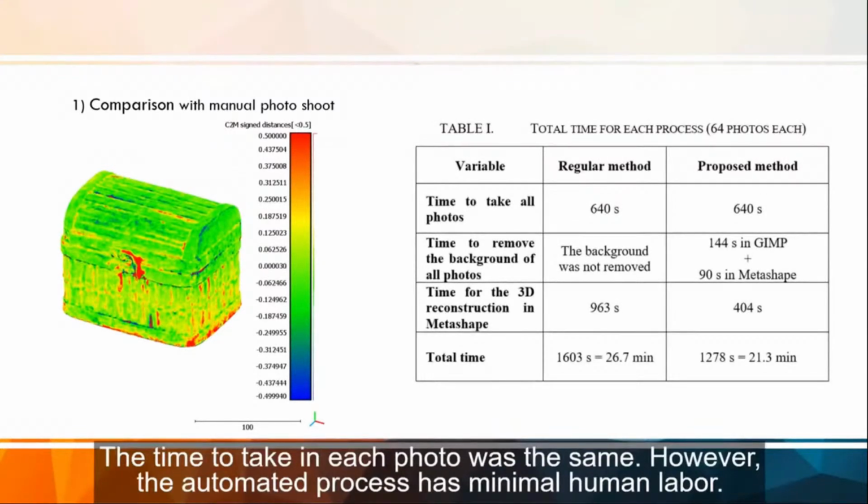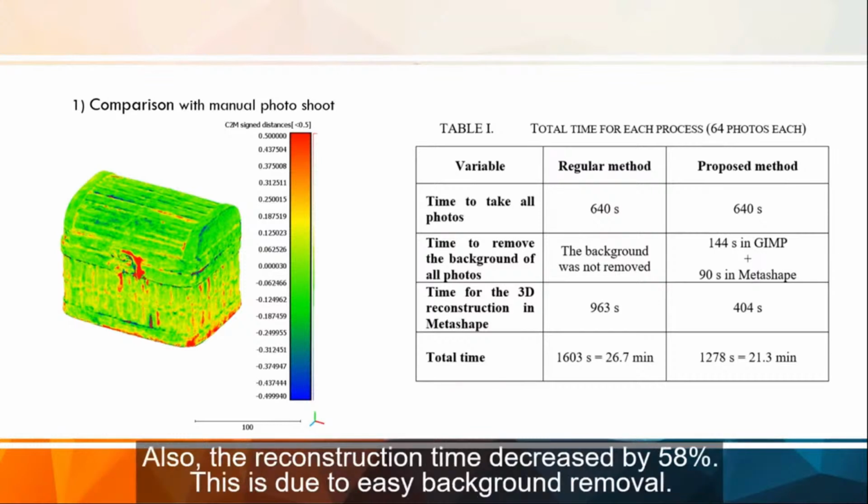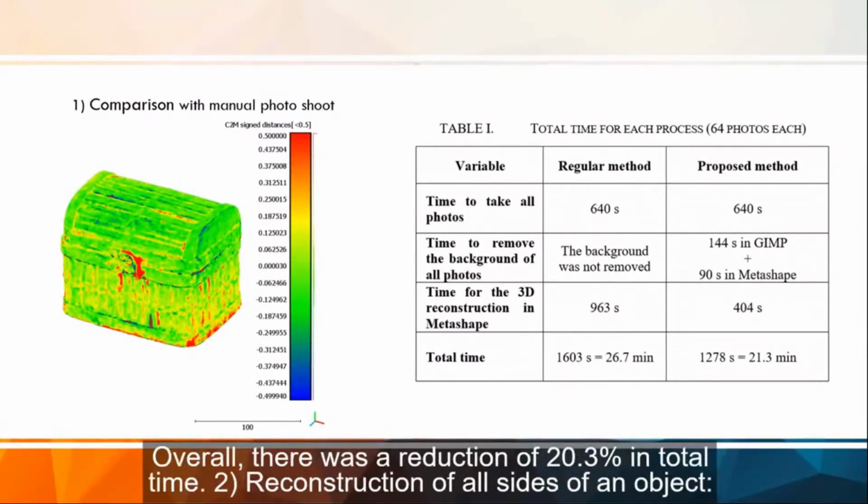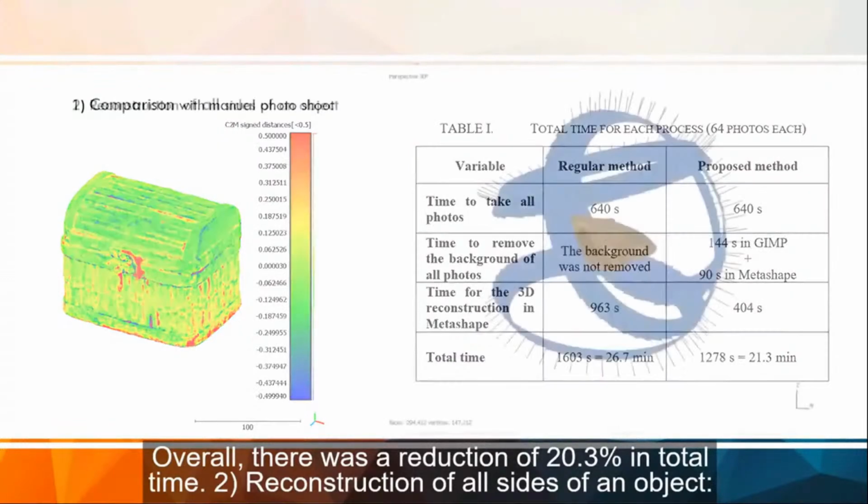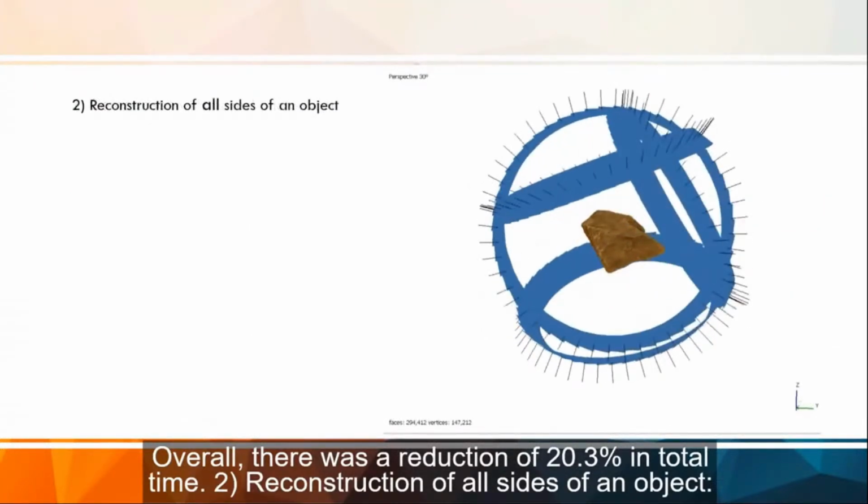The time to take each photo was the same, however, the automated process has minimal human labor. Also, the reconstruction time decreased by 58%. This is due to easy background removal. Overall, there was a reduction of 20.3% in total time.